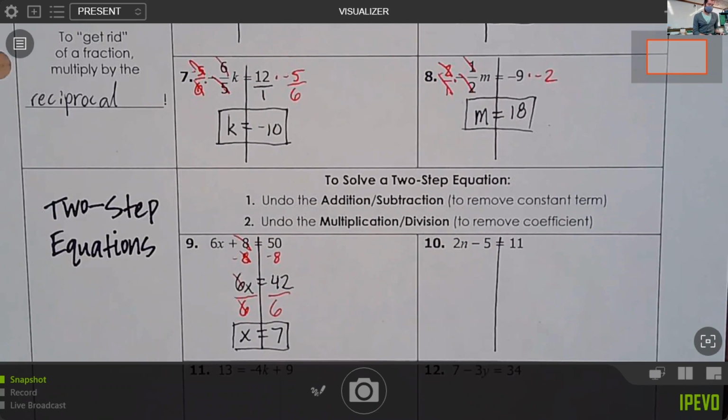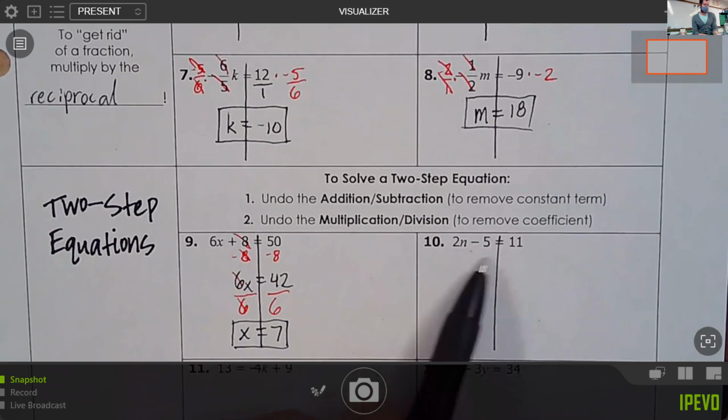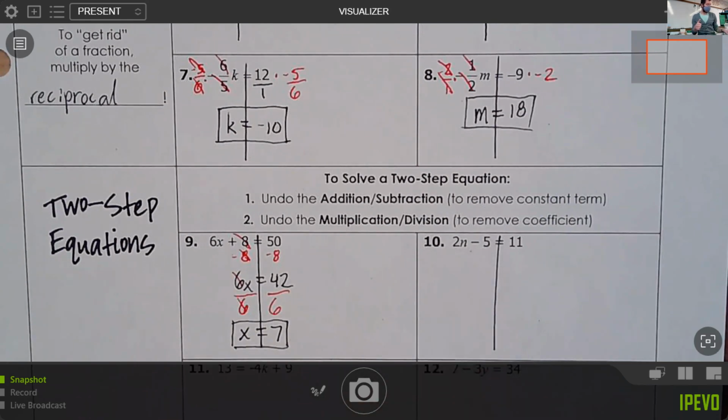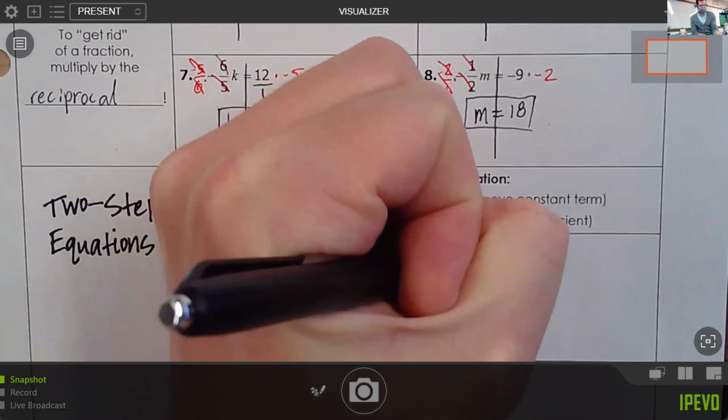All right, let's try number 10 here. So 2 times n minus 5 equals 11. So step 1, undo the addition or the subtraction first. So we have a -5 here on the same side as the variable. So we have to undo the -5. Opposite of subtracting 5 would be adding 5. So we're going to add 5 to both sides.